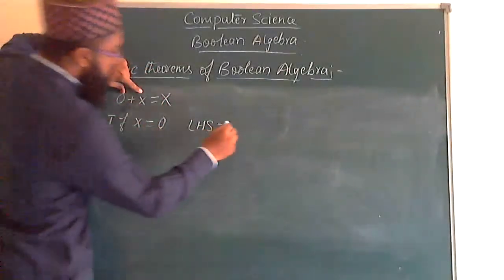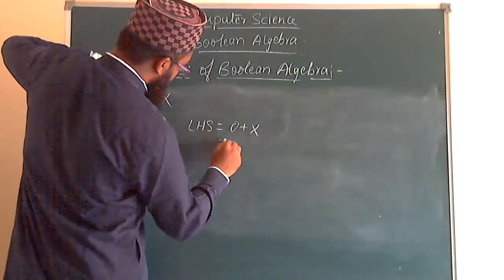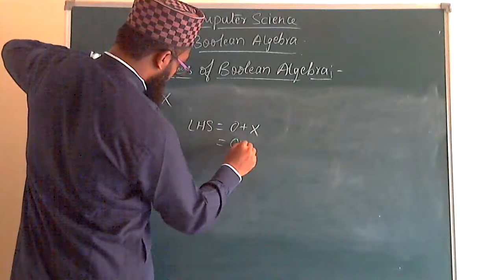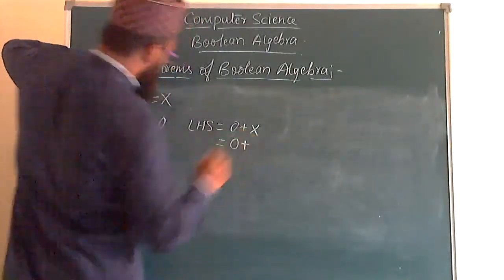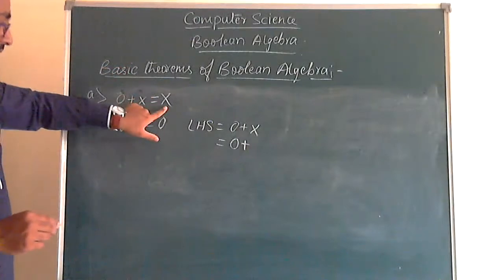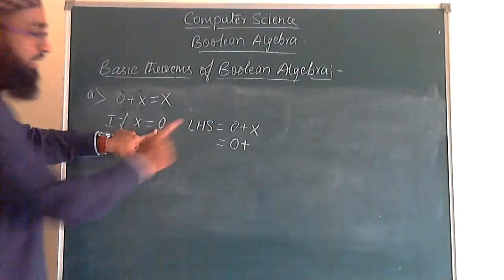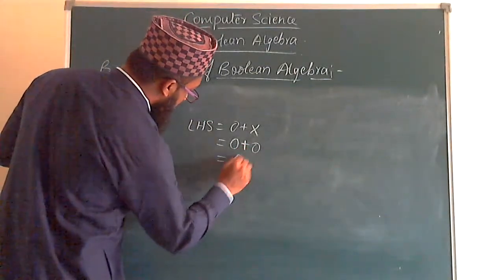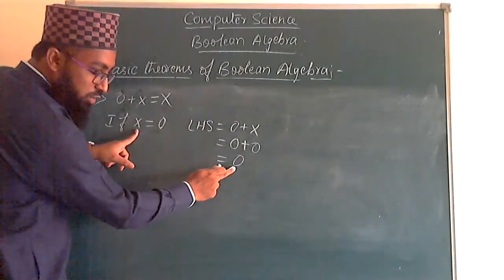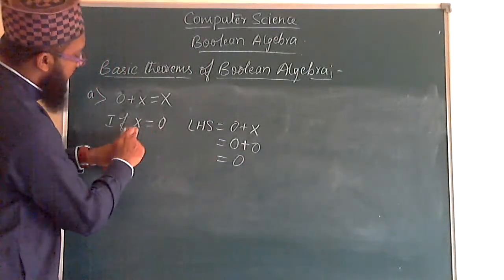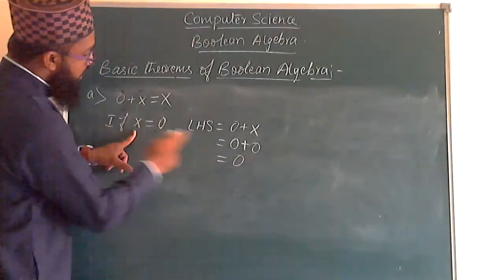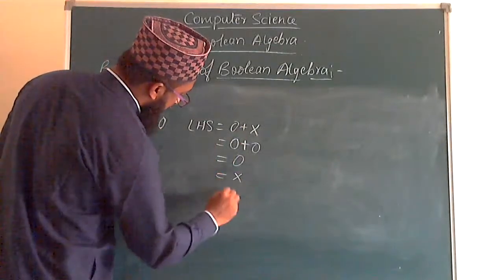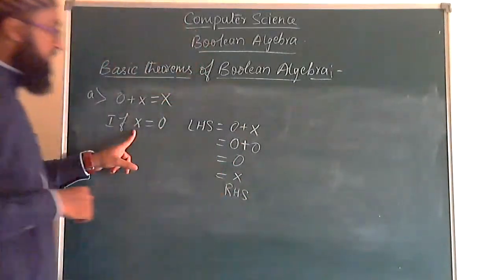Then LHS, left hand side, and this is right hand side. LHS we will take 0 plus x. What is the value of x here? The value of x here is 0, so 0 plus 0 is equal to 0, and this 0 is equal to x. x is equal to 0 and 0 is equal to x, so the answer will become x.